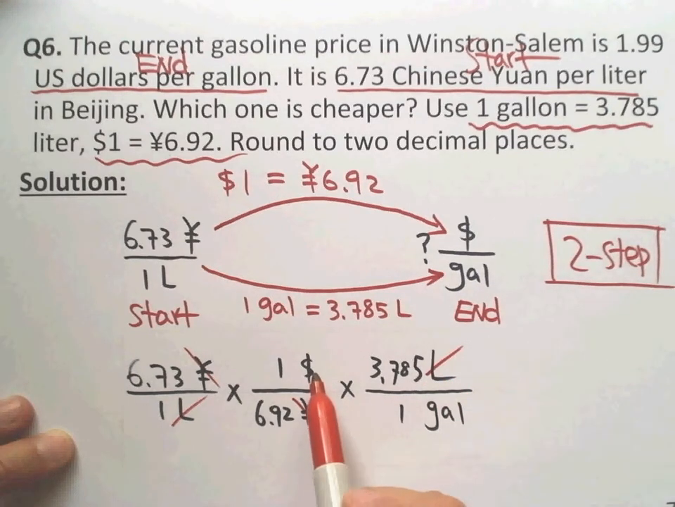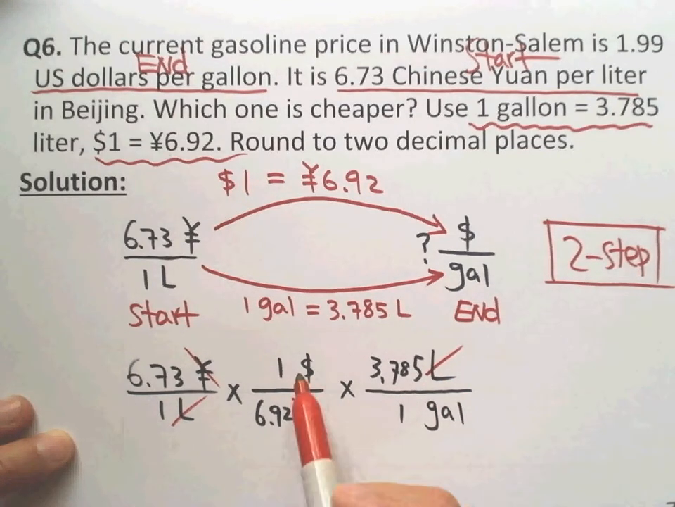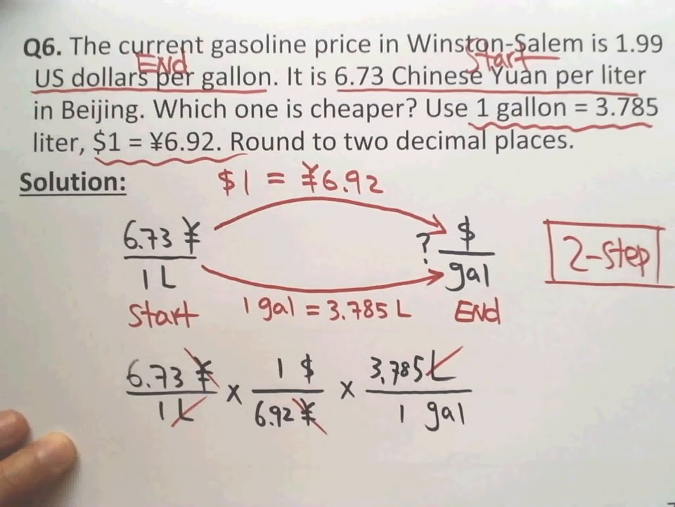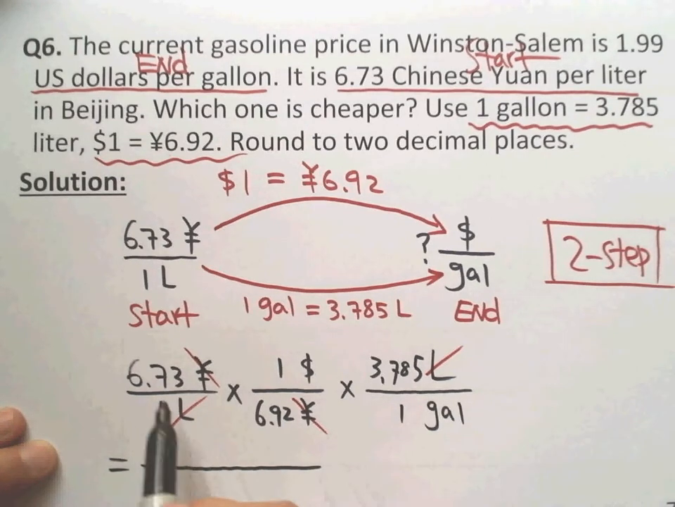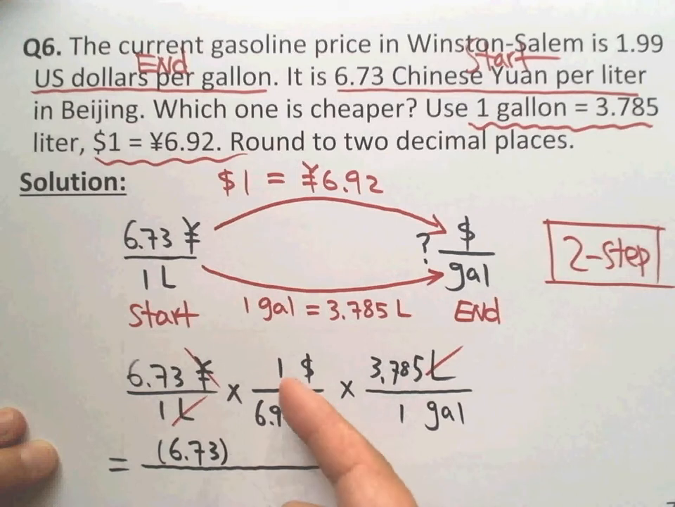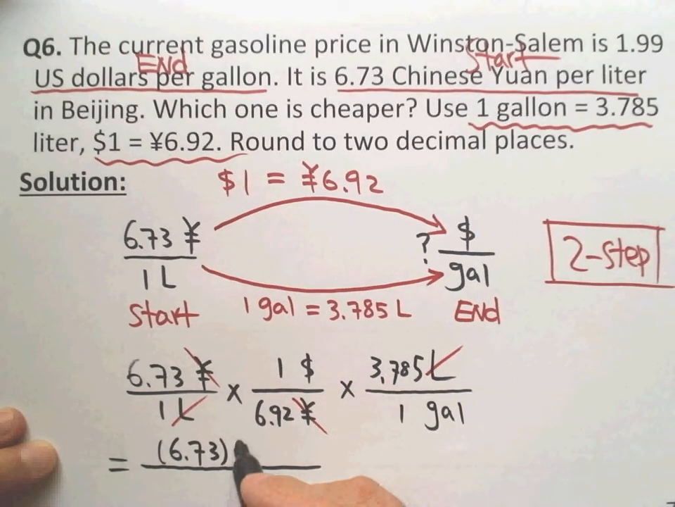This is 1. This is also 1. So you times 1 is still the old, so the value is not changed. Let me cancel this liter. Can you see? And the new unit is US dollars per gallon. And the last step is just doing the calculation. It's easy, right? The last step is the easiest.